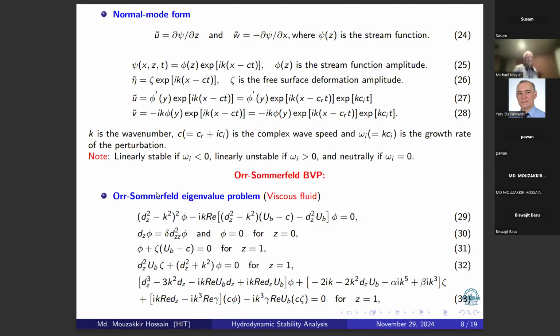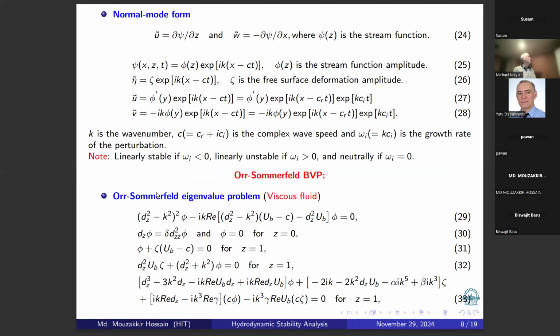Now we are using the normal mode form. We know that the perturbed flow variables have a relation with the stream function, that U tilde equals del psi by del z and W tilde equals minus del psi by del x, where psi is the stream function, and zeta is the free surface deformation amplitude, which is given in equations 26, 27 and 28, the relations of the stream function amplitude with the perturbed flow variables.